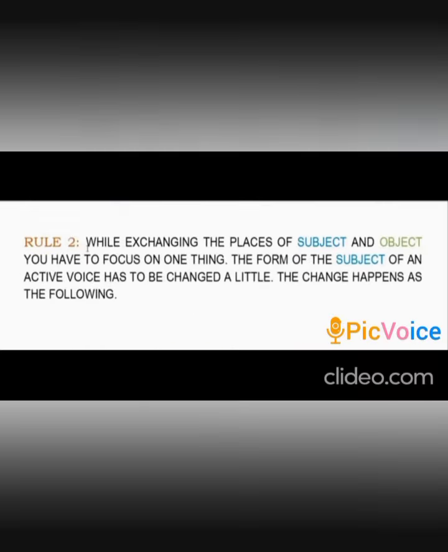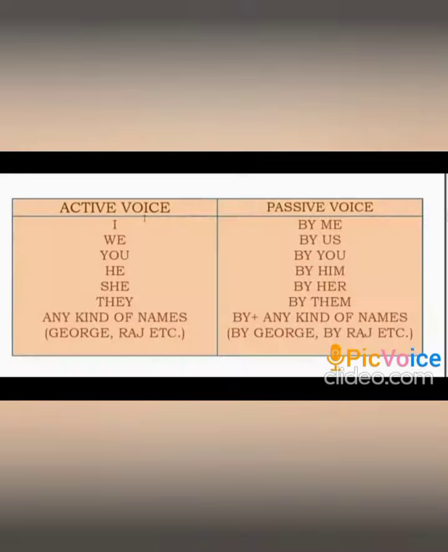Okay. While exchanging the places of the subject, when we transform a subject from active voice to passive voice, we have to focus on one thing. The form of the subject has to be changed a little. The changes should be like the following. I in the active voice sentence has to be transformed into by me in the passive voice sentence. We has to be transformed into by us, you by you, he by him, she by her, they by them. Any kind of names like George, Raj, etc. we have to add by before it. That is by George, by Raj, etc.